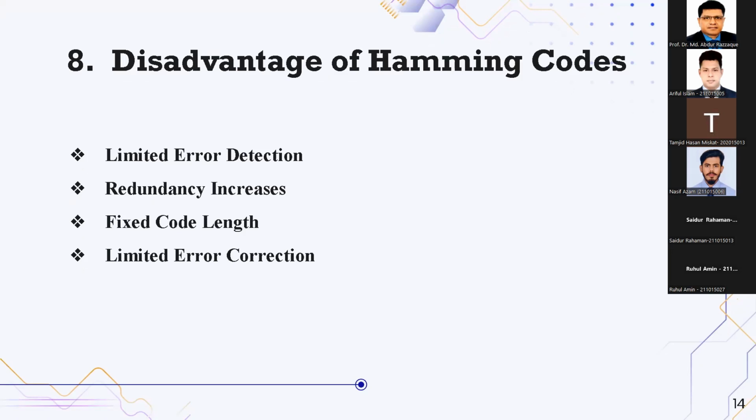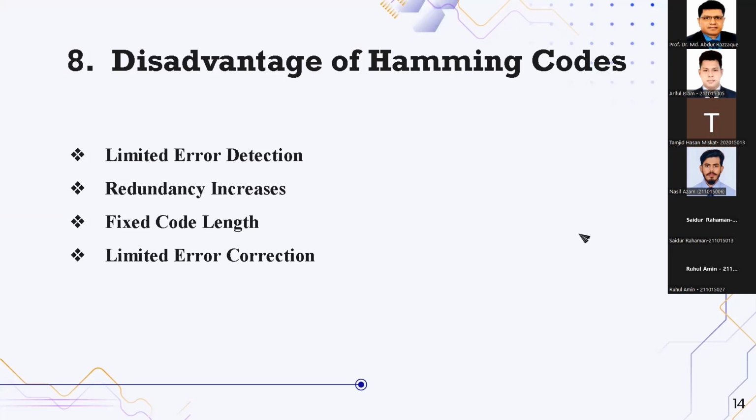Limited error detection: Hamming code can detect and correct only a specific number of errors. Redundancy increases: Hamming code adds extra bits to the data, which increases the overall size of the transmitted data. Then fixed code length: Hamming code is designed to work with a specific number of data bits. Then limited error correction: they can correct only single bit errors. Multiple errors might be detected but cannot always be fixed.